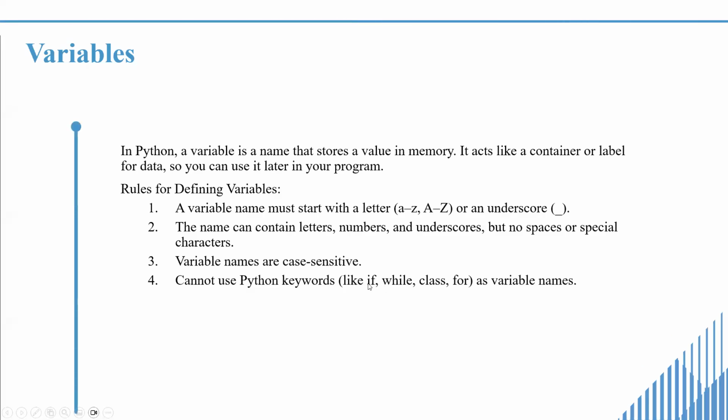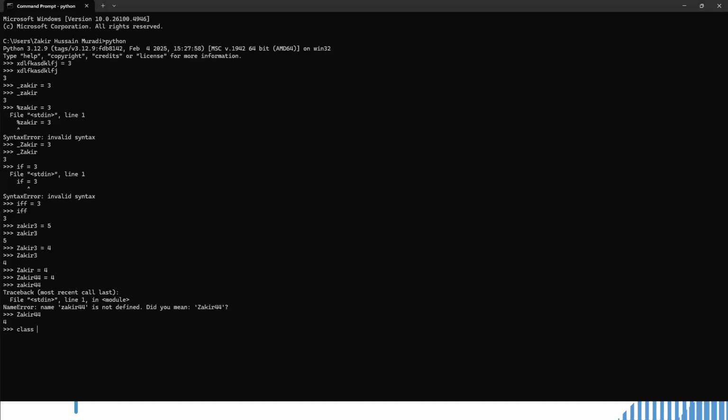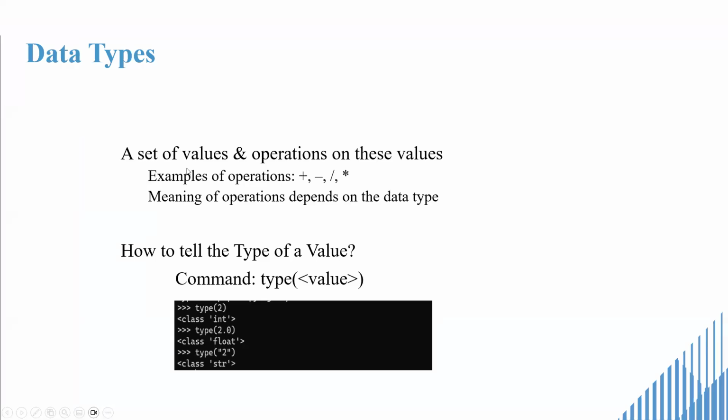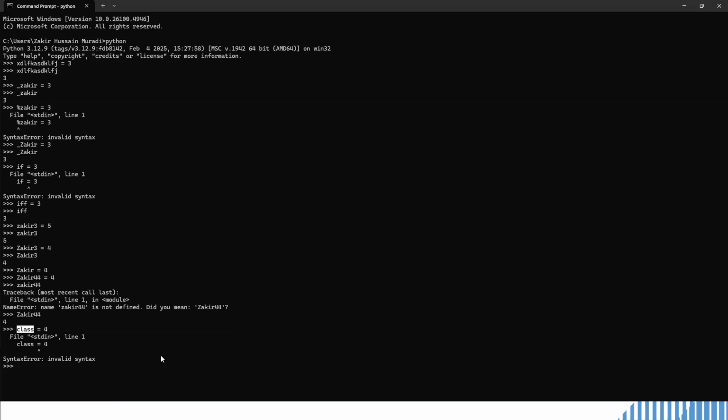So as I said to you, if I say class is equal to 4, it will give you an error because class is a keyword. So data types are a set of values and operations on these values. The meaning of an operation depends on the data type. If you write type here, you can find it very easily. For example, if I say type, I can get the type of 3. What is the type of 3?